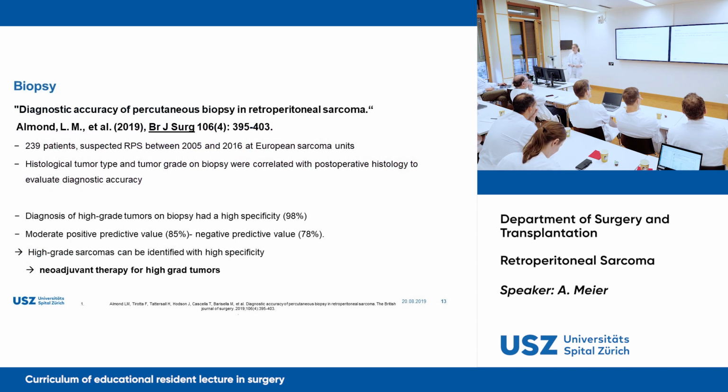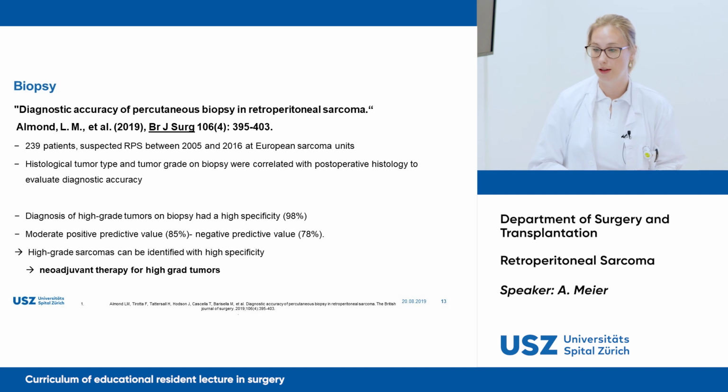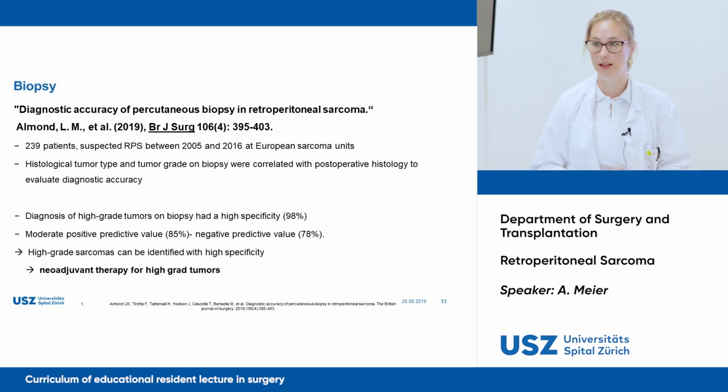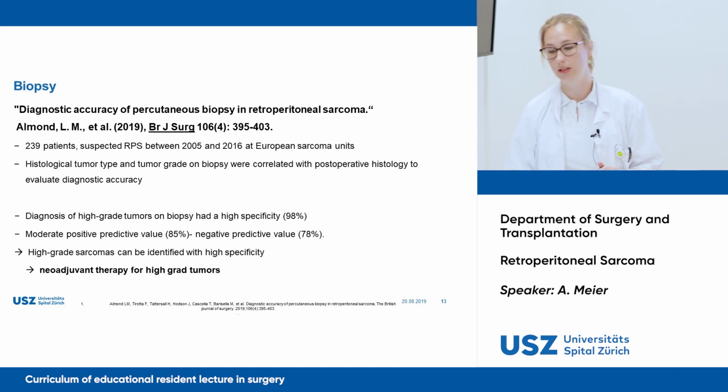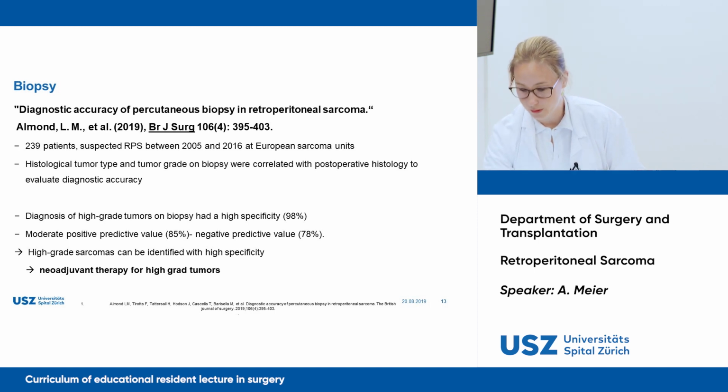The biopsy, there is a study published this year showing the diagnostic accuracy of percutaneous biopsy in retroperitoneal sarcomas. They looked at about 240 patients. They had a retroperitoneal sarcoma between 2005 and 2016 in European sarcoma units. And they matched the histological tumor type and grade of the biopsy with the postoperative specimen, to evaluate if there is any diagnostic accuracy.